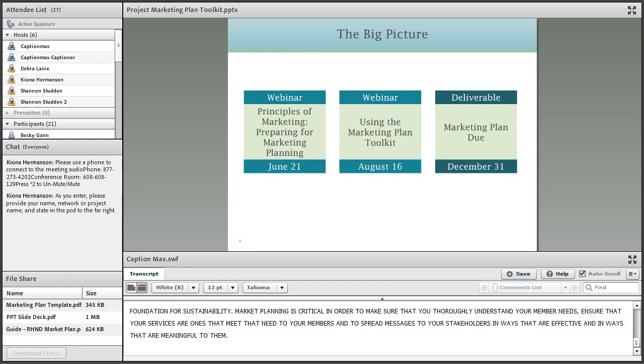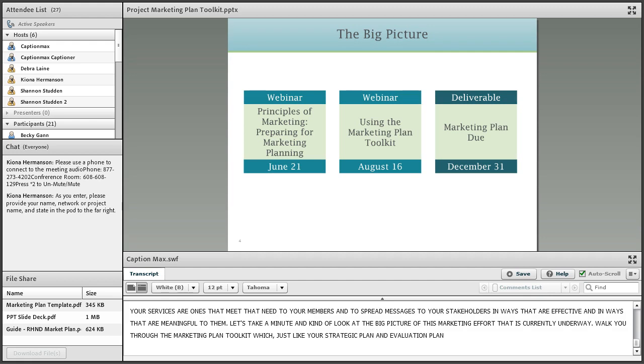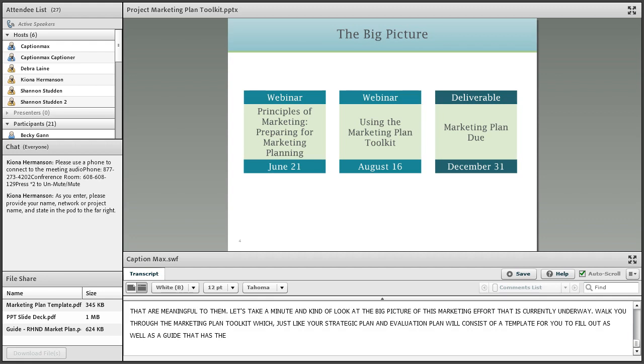Let's take a minute and look at the big picture of this marketing effort that is currently underway. So today's webinar will walk you through the marketing plan toolkit, which, just like your strategic plan and your evaluation plan, will consist of a template for you to fill out, as well as a guide that has definitions, some really comprehensive background information and instructions, and a document that contains some sample marketing plans so that you can see how other networks have developed theirs.